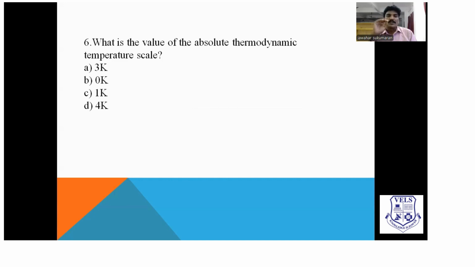What is the value of the absolute thermodynamic temperature scale? A, 3K. B, 0K. C, 1K. D, 4K. The temperature of an object on a scale where 0 is absolute zero is known as absolute temperature, also known as thermodynamic temperature. Kelvin and Rankine are absolute temperature scales. Okay. Answer is 0K.